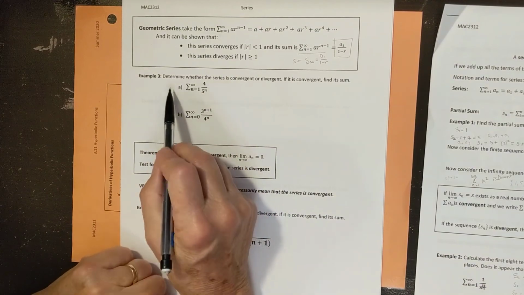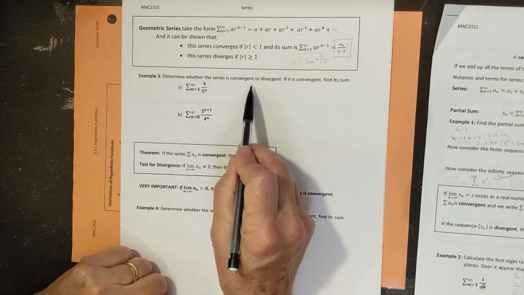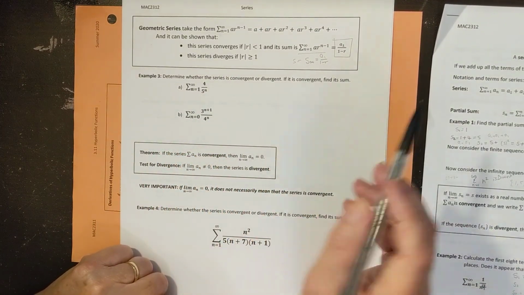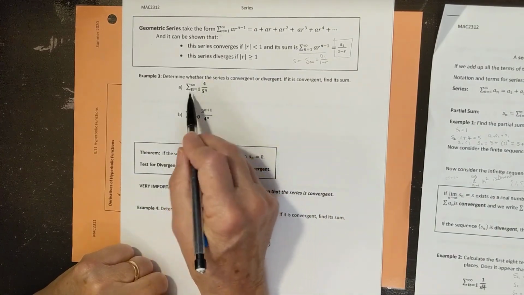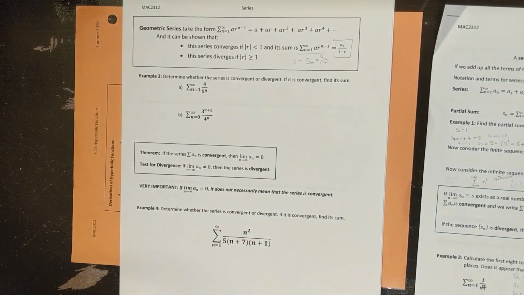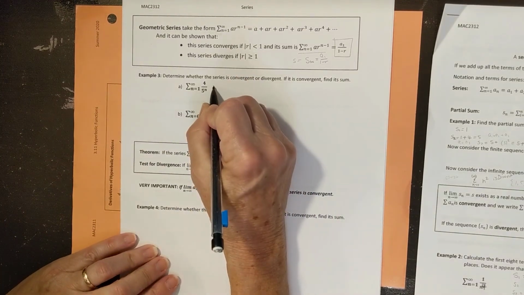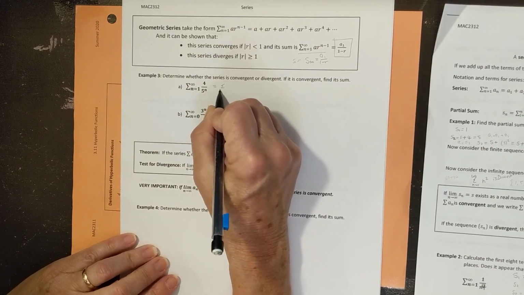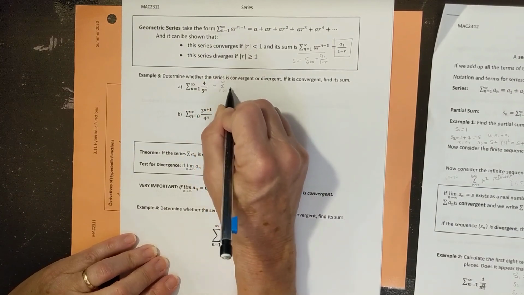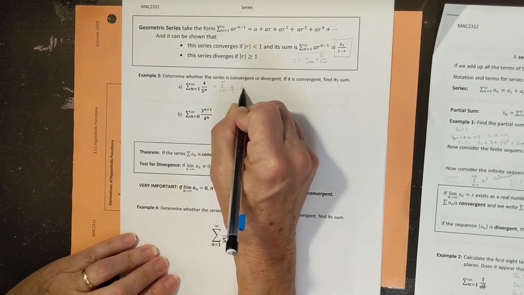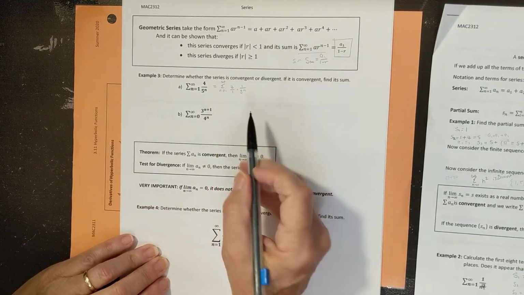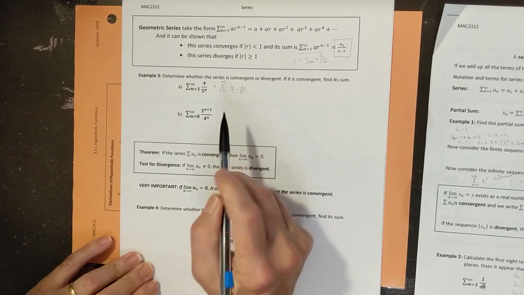All right, let's look at example 3 and see what we can figure out. They say, determine whether the series is convergent or divergent. If it's convergent, find its sum. All right, so we've got this series right here. It's got an n in it, but it doesn't have it everywhere. Let's see what we can do with this. We can rewrite this as the sum from n is 1 to infinity of 4 over 1 times 1 over 5 to the n, because when you multiply fractions, you multiply straight across.